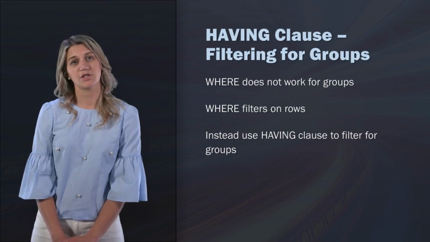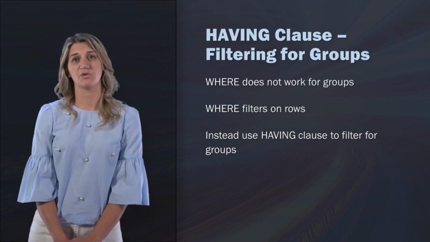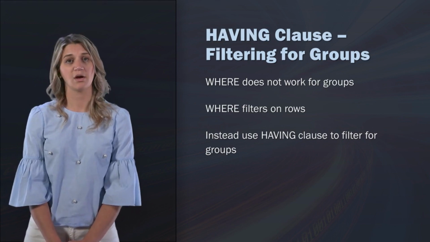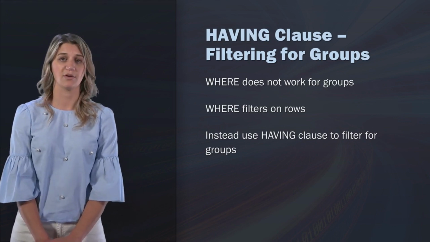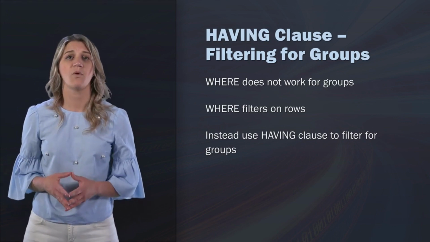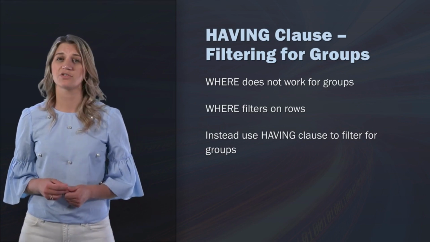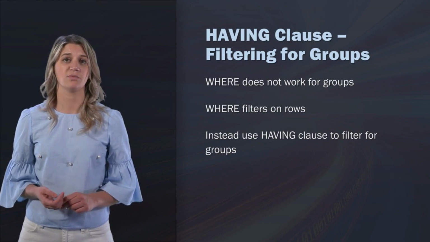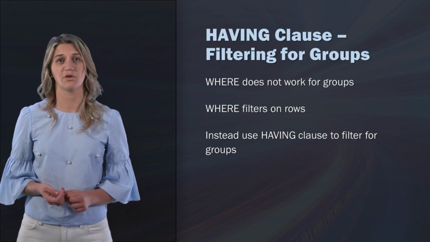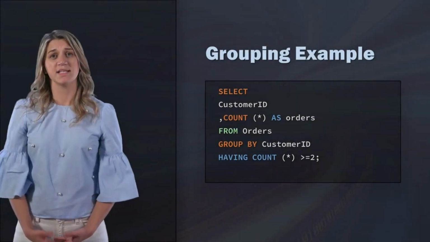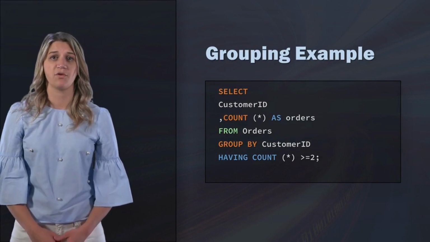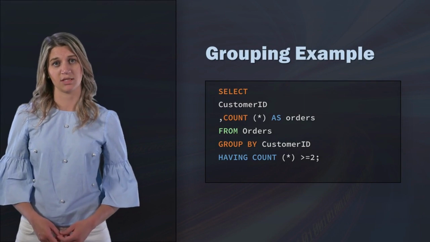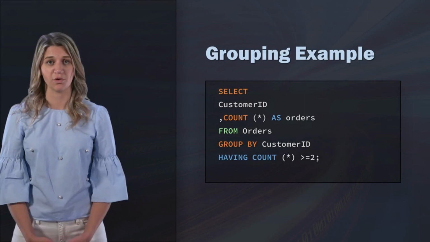Now that we've started to use aggregate functions and started to group them, it's also important to know how filtering with the where clause works for some of these aggregates. Where does not work for groups because it filters on rows. Therefore, we have to use the having clause when filtering with an aggregate function and grouping them. In this example, we want the count of orders for customers, but we only want to see the total orders for the customers who have had more than 2 orders.